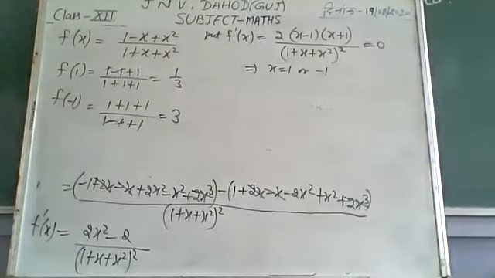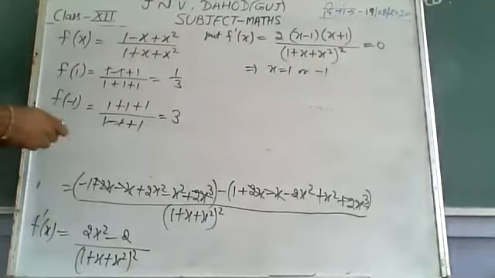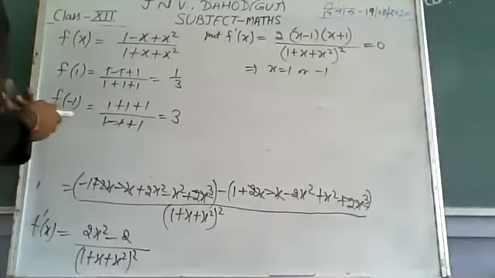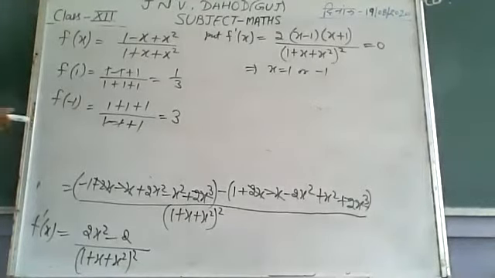The question is, what is the minimum value? So the minimum value of the function is 1 upon 3. This will be the answer. The minimum value of this function is 1 upon 3, which means option D is the correct answer.